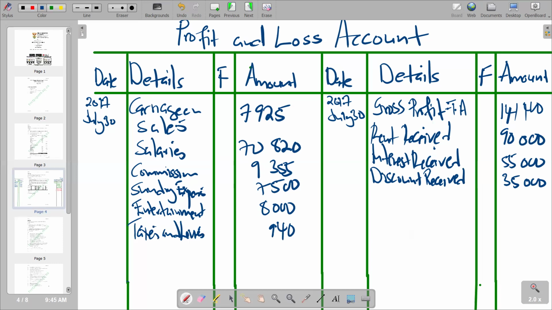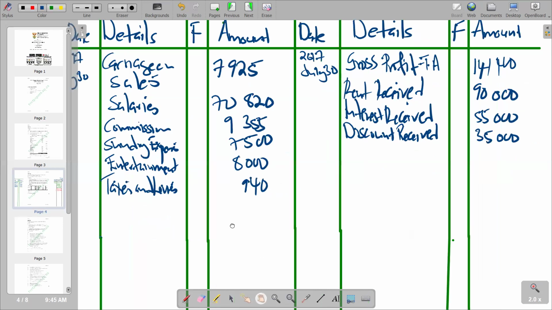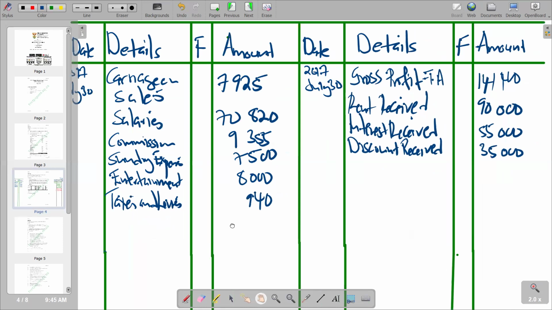So having done that, we can now put our double lines, whereby we want to balance our account. Putting our double lines means we are going to compare the totals of the debit and credit, and after that, we can put our balancing figure, which is going to be our net profit or loss.